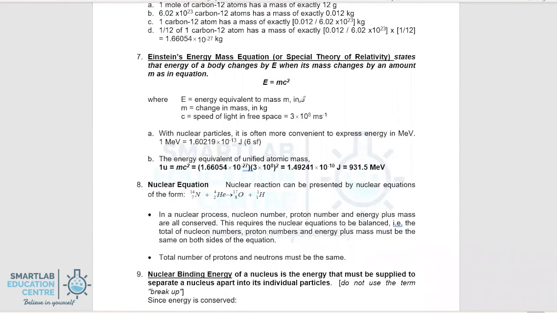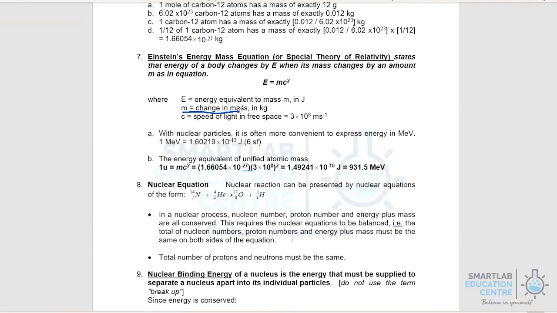And in the calculations of nuclear binding energy, we will need Einstein's energy mass equation, where E is equal to mc squared. The equation states that the energy of a body changes by E when its mass changes by an amount m, as in the equation. Meaning to say, if your mass decreases by m, then the energy equivalent to mass will be E equal to mc squared, and that energy will be released. Conversely, in the nuclear reaction, if a nucleus gains in mass, then the energy absorbed will be E equal to mc squared.